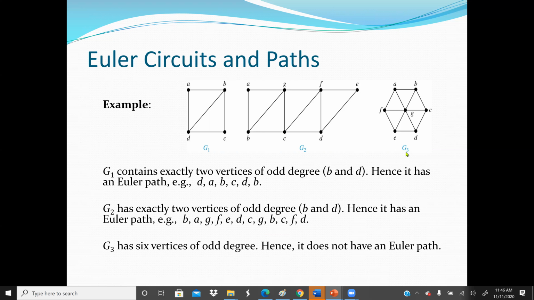So now let's look at G3. First, we look at the vertices and the degrees: 1, 2, 3 for F, 1, 2, 3 for E, 1, 2, 3 for D. So here we have 6 vertices that have an odd degree. So it does not have either. A circuit means all have to be even. A path means only 2 have to be odd. The starting and ending vertex must be odd. So for G3, we don't have any path and we don't have any circuit.